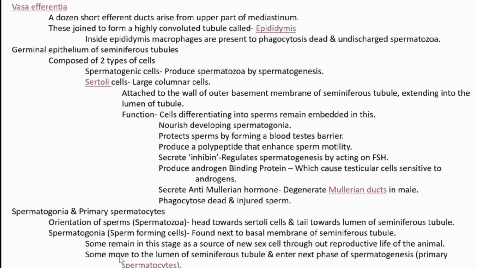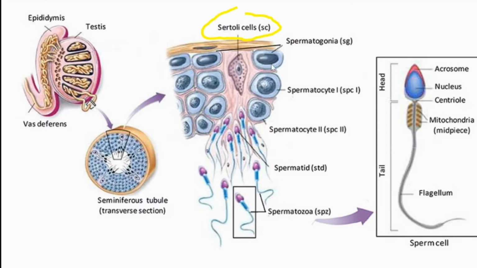Some spermatogonia move towards the lumen of the seminiferous tubule and enter the next phase, called the primary spermatocytes. Some proceed through the developmental process, forming primary spermatocytes, then secondary spermatocytes, and finally becoming the sperm.